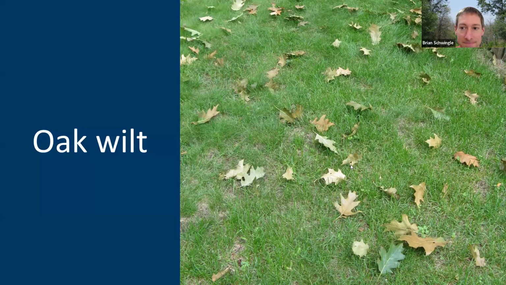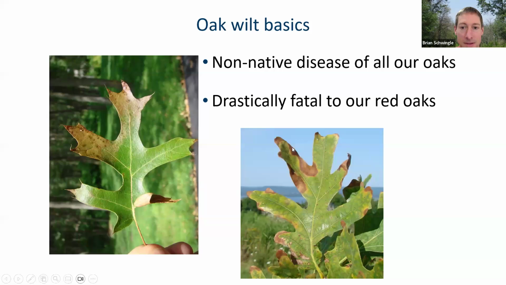Okay, so going to cover oak wilt now. Basics of oak wilt. Oak wilt is a disease caused by a fungal pathogen, and it's been thought for the last couple decades that it is not native to the United States. Oak wilt is what I would call drastically fatal to our red oak species. We have several red oak species in the state.